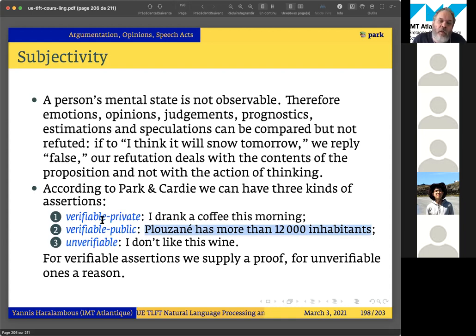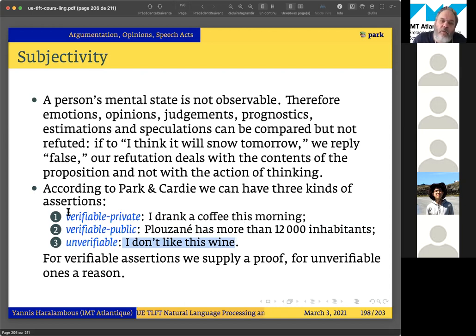Then you have verifiable private. If I say I drank a coffee this morning before I started the class, you have no means of verifying it. But if you were here or had a camera or some way, you could check whether this is true or false. And finally, unverifiable, for example, opinions. If I say I don't like this wine, there is absolutely no way for you to prove it or to prove the contrary.